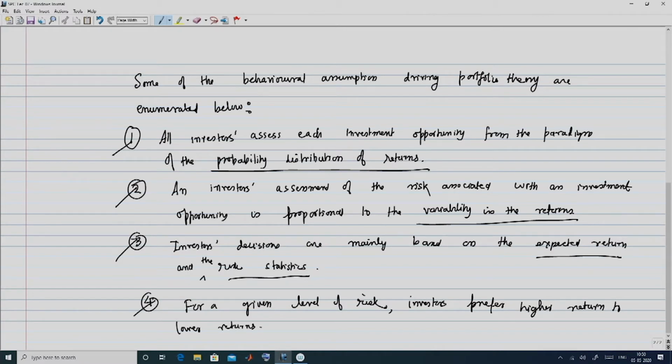And finally, and this is an obvious rational way of looking at it, for a given level of risk, so if you have two assets with identical amount of risk, the investor is obviously going to go for the one which offers a higher return as compared to the one that has lower returns.